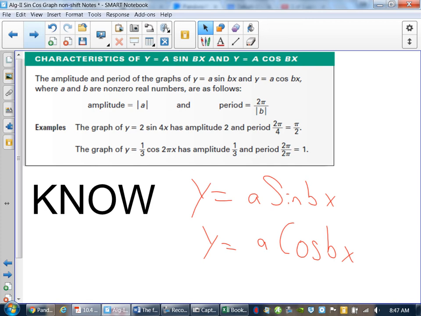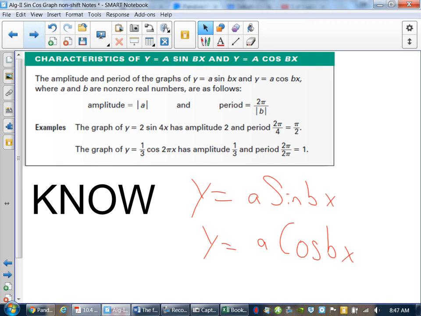This b value determines the period. With sine and cosine, the generic sine and cosine has a standard period of 2 pi. What we do though is that we have a b value, like a multiplier, if you will, that gets thrown in. If you have this multiplier getting thrown in there, you take 2 pi over b, and that will determine your period that you're going to work with.